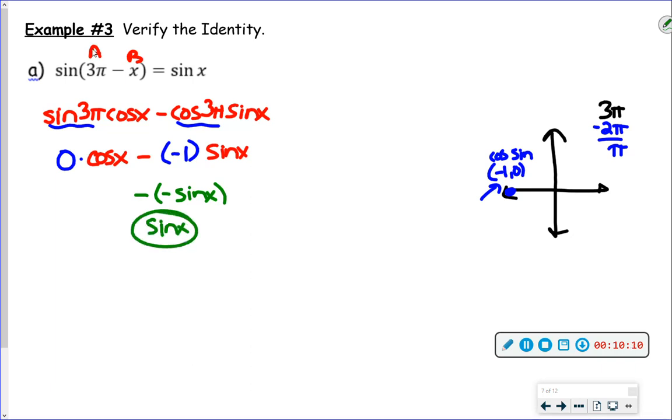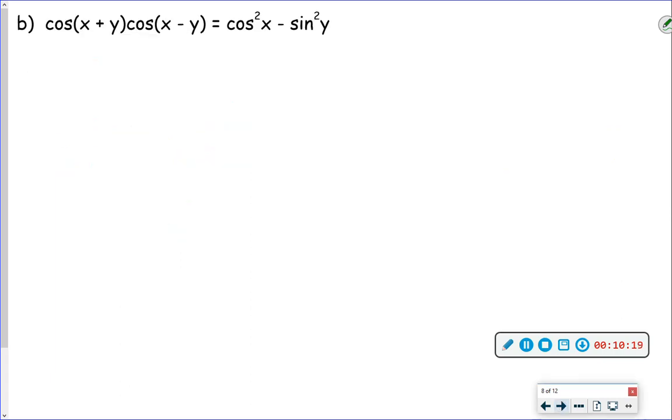Got it. So all of that craziness, we just used a sum and difference. It works out, we get sine. Not so bad. All right, my advice on the next one: write small.